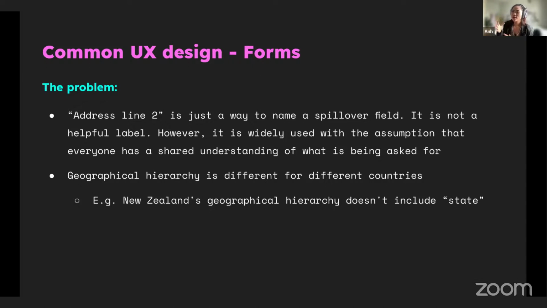And it is something that's just widely used with the assumption that everyone has a shared understanding of what is being asked for. But actually, geographical hierarchy is different for different countries. New Zealand's geographical hierarchy doesn't include state. Where I come from in Vietnam, we also have district, and I didn't see it there in the address form. So what should I do?